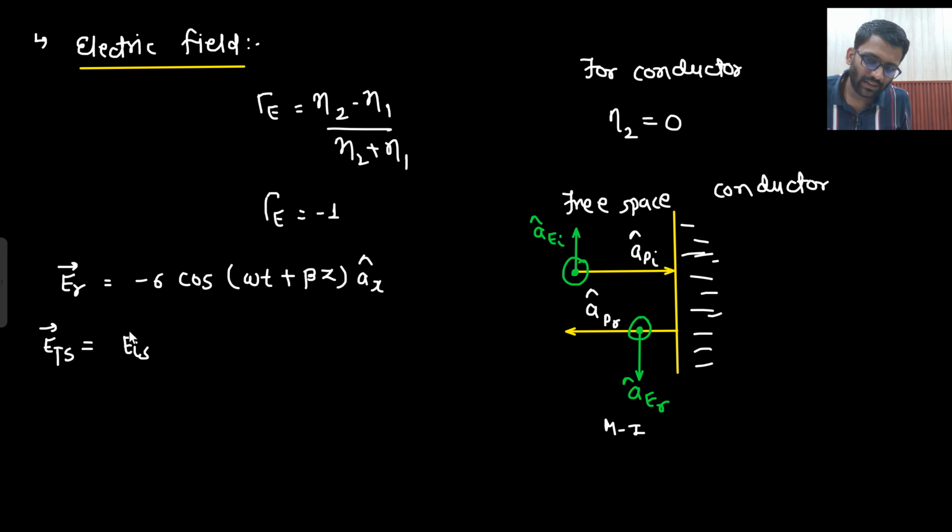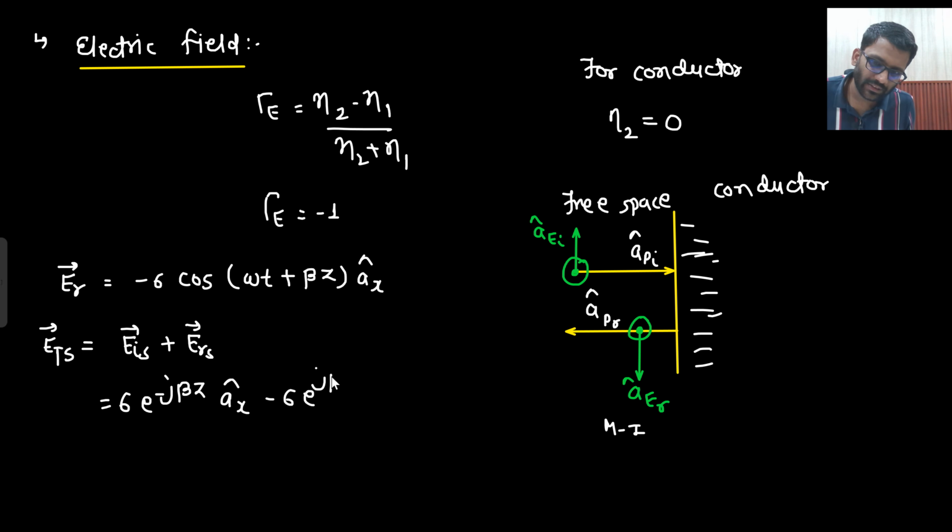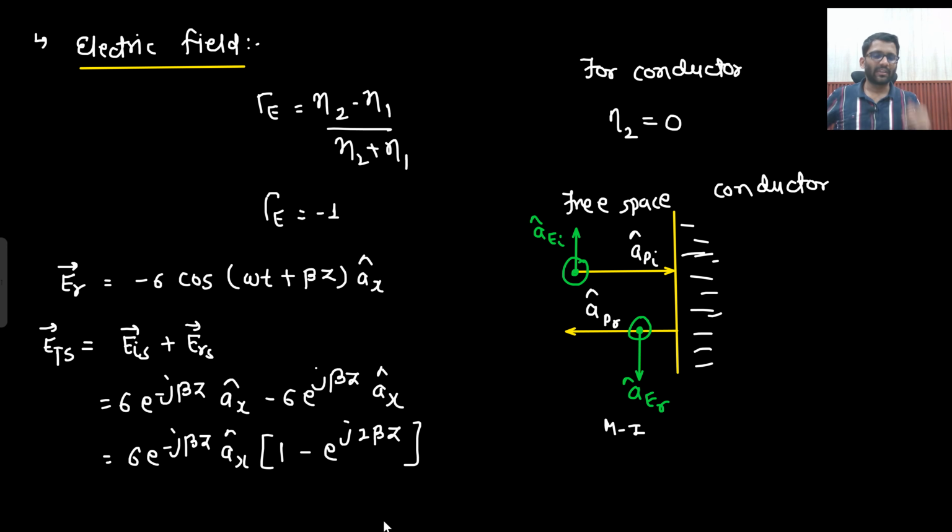ETS is EIS plus ERS. So 6 cos omega t minus beta z. I am writing phasors, so I will write 6 e to the power minus j beta z Ax cap minus 6 e to the power j beta z Ax cap. So what do I need to take common? 6 e to the power minus j beta z Ax cap times 1 minus e to the power 2j beta z. Now if you need to calculate maxima and minima, can you calculate it? Yes.